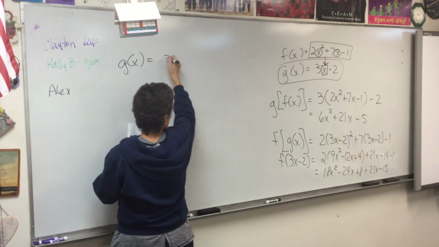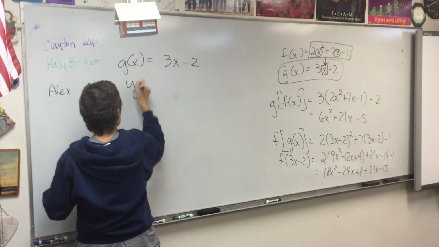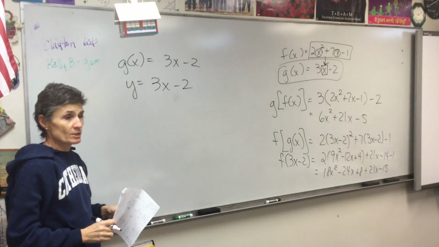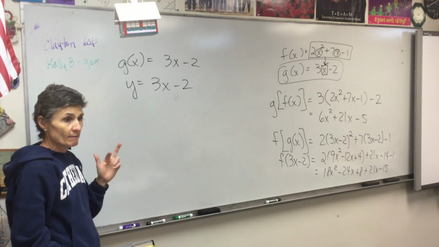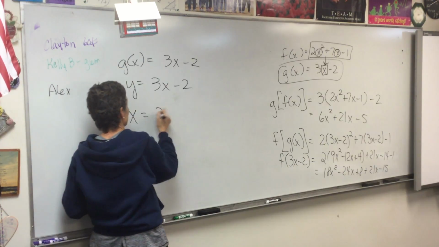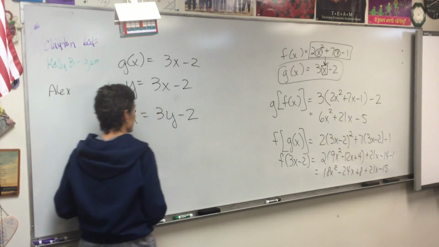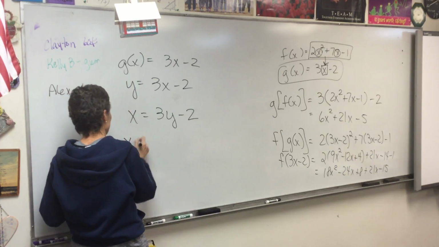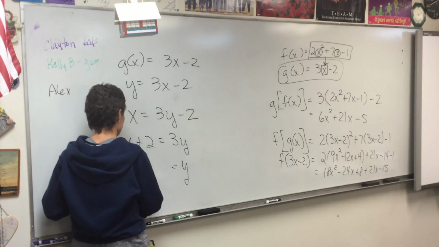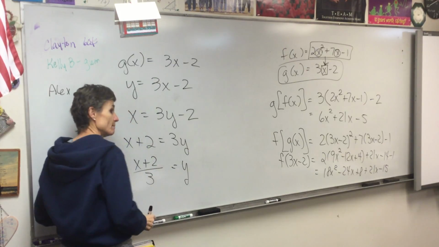Alright, so here's my function. I like to change it to a y. You don't have to. But remember, when I'm doing my inverse, my first step is to switch the variables. So it's nice to have a y in there to switch. So x equals 3y minus 2. And then I just solve for y. So my inverse is (x plus 2) over 3.